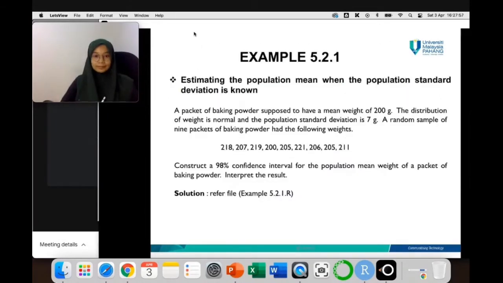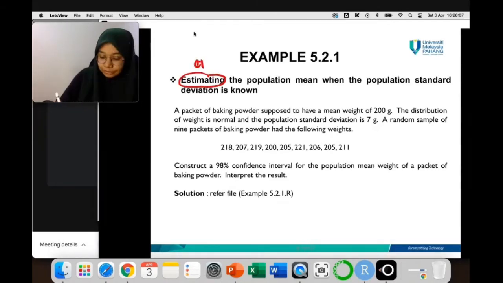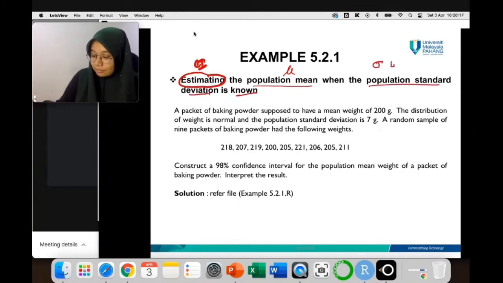Okay, look at the example. This is the first case. Example 5.2.1, estimate population mean. So when we have the word estimate, it refers to the confidence interval. Estimate population mean, mu, when the population standard deviation, sigma, is known. So sigma is known.